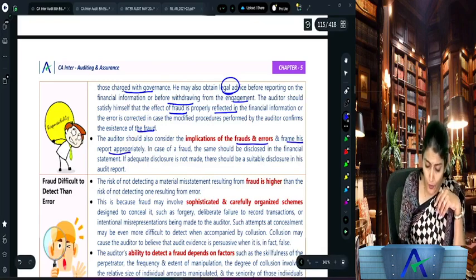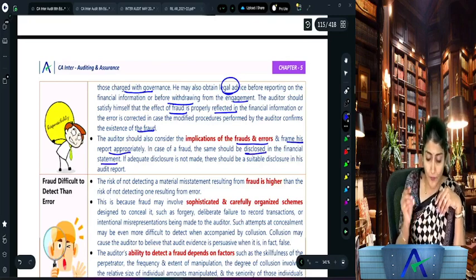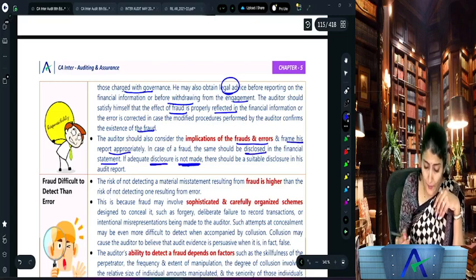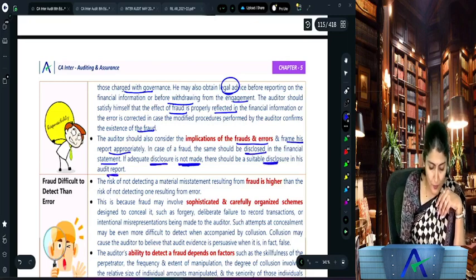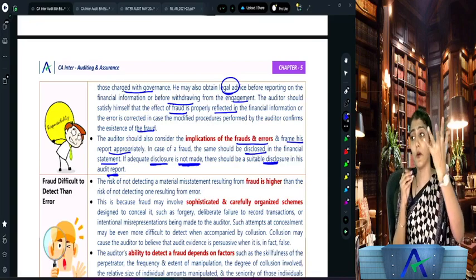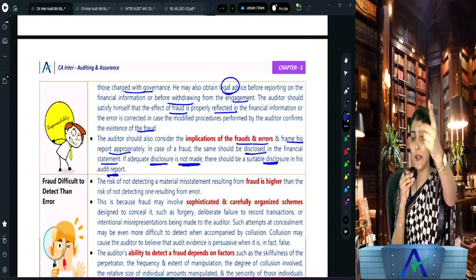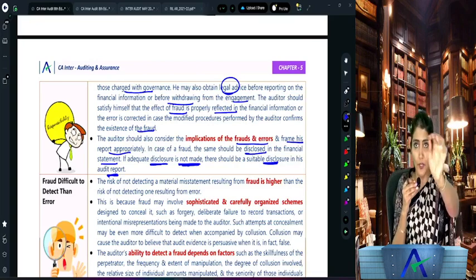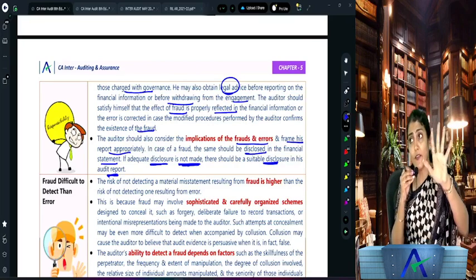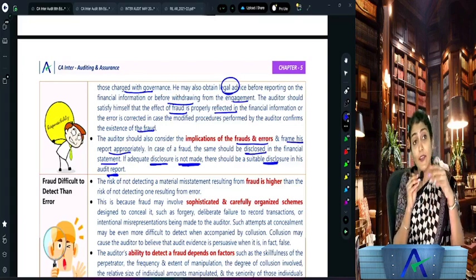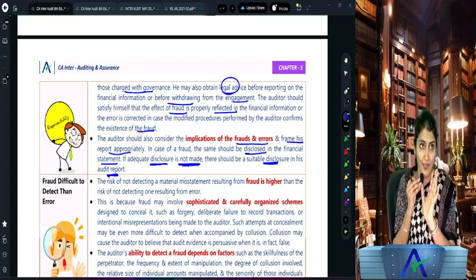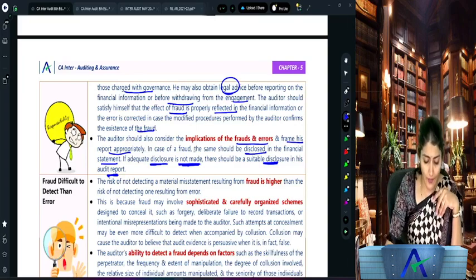In case of a fraud, the same should be disclosed in the financial statements, and if disclosure is not made in the financial statements, he should make a disclosure in the audit report. This is the very simple funda of the auditor. He tells management, you disclose. Okay, you have done a fraud during the year. Disclose it in your financial statements. If they disclose, auditor says okay. If they say we will not disclose, then auditor says I will disclose it in the audit report. Right, then I will mention it in the audit report.